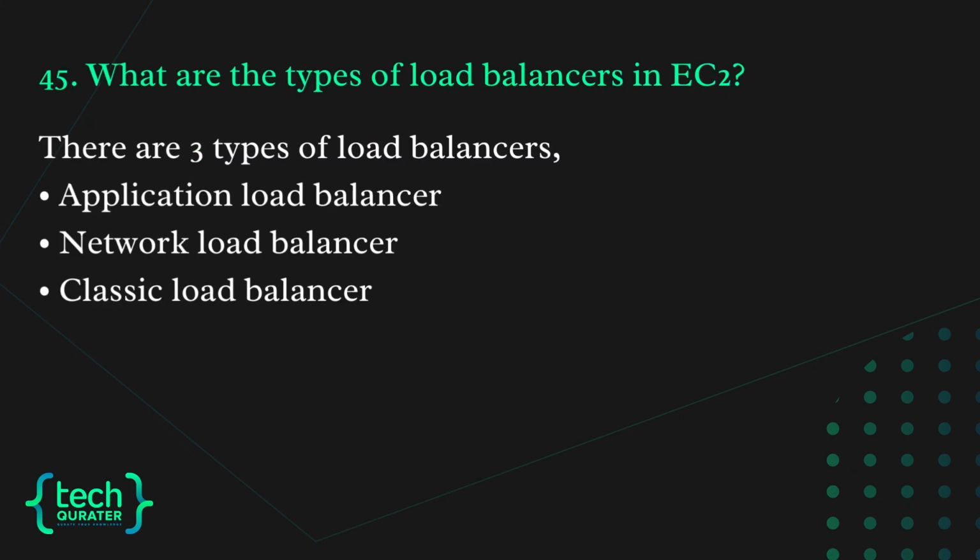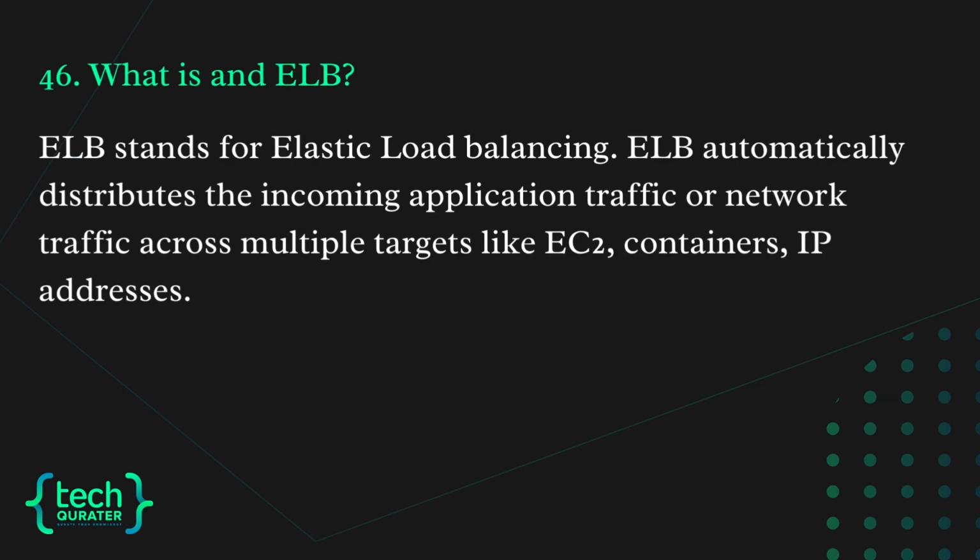What are the types of load balancers in EC2? There are 3 types of load balancers: application load balancer, network load balancer, and classic load balancer. What is an ELB? ELB stands for Elastic Load Balancing. ELB automatically distributes the incoming application traffic or network traffic across multiple targets like EC2, containers, and IP addresses.